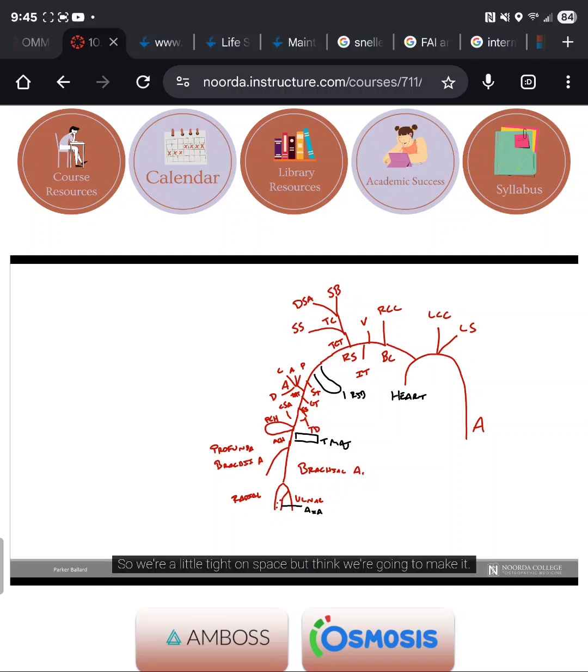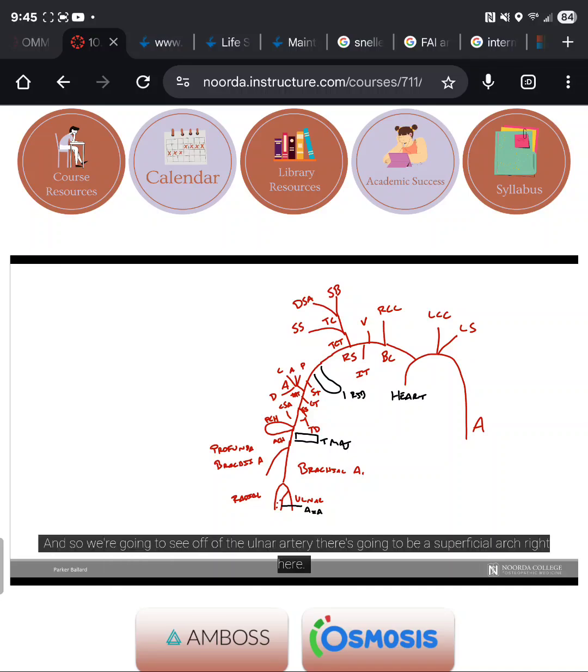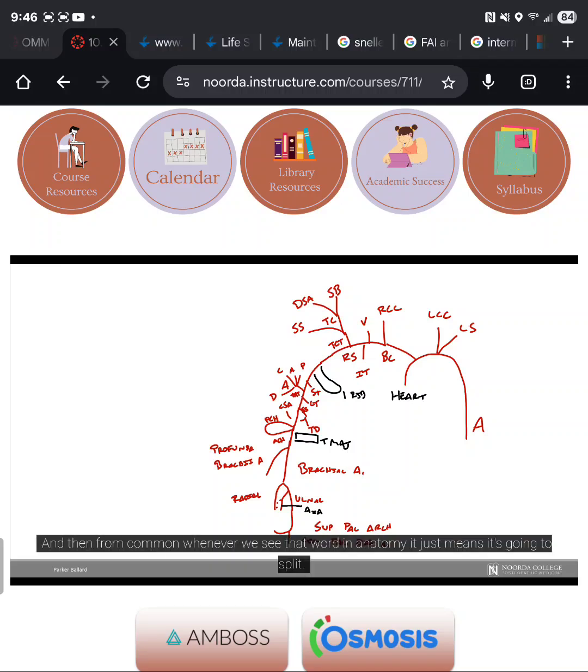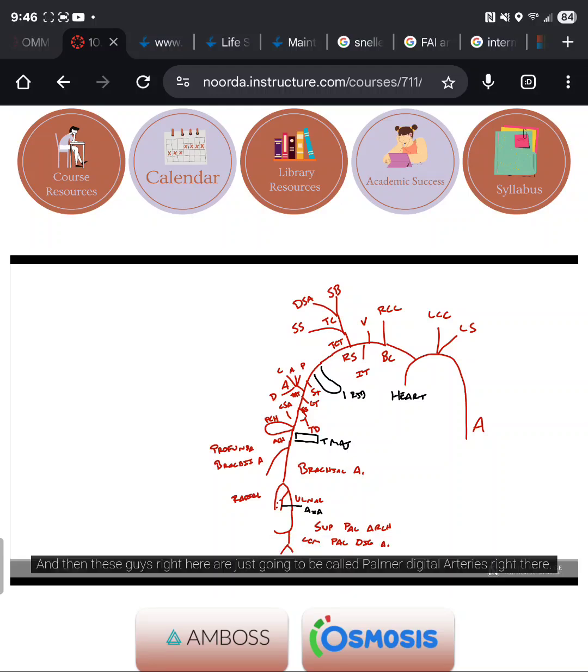This is where we're a little tight on space, but I think we're going to make it. And so we're going to see off of the ulnar artery, there's going to be a superficial arch right here. So we're going to call this the superficial palmar arch. And off of that arch, we're going to see these guys right here, and that's going to be a common palmar digital artery. And then from common, whenever we see that word in anatomy, it just means it's going to split, but then keep the same name. So if we have a common palmar digital, that means it's going to split. And then these guys right here are just going to be called palmar digital arteries right there.